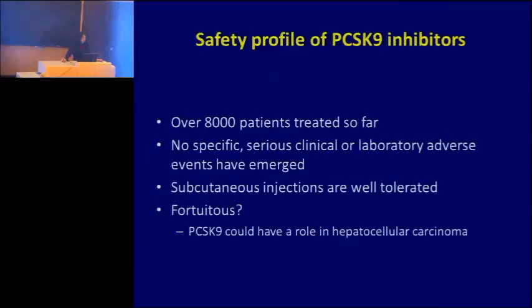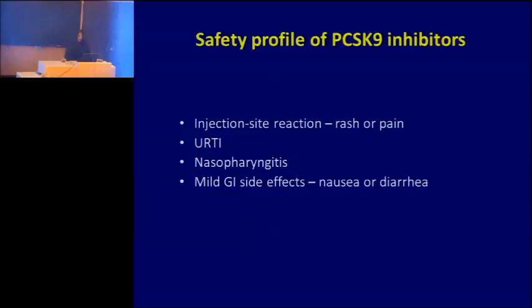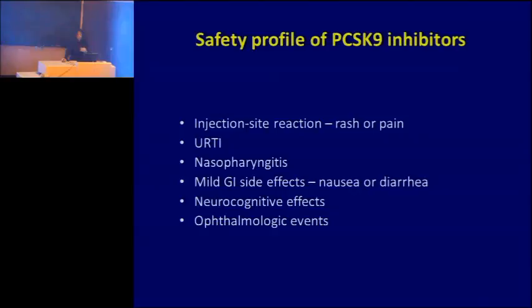But injection site reactions have been reported in the phase 2 and 3 trials. It's essentially erythema or pain at the injection site, but quite tolerable. Other minor side effects include upper respiratory infections and nasopharyngitis, and mild GI side effects such as nausea and diarrhea. Neurocognitive effects manifested as confusion and memory loss were reported more recently in a couple of studies. It seemed to vary from visit to visit in patients, so it's really not clear. Ophthalmologic events have been reported in the same two studies that looked at the cardiovascular endpoints. But again, there weren't any details. Again, we're going to have to see what that means.